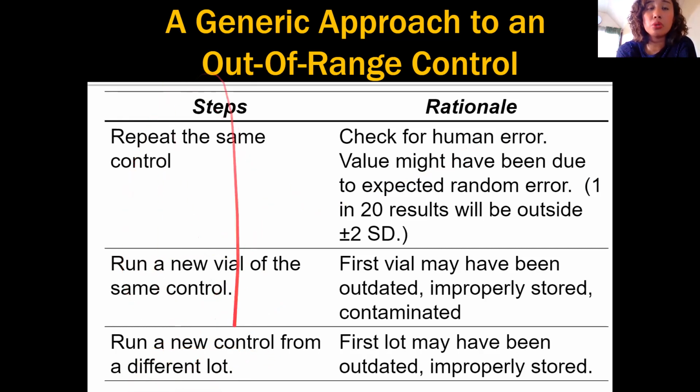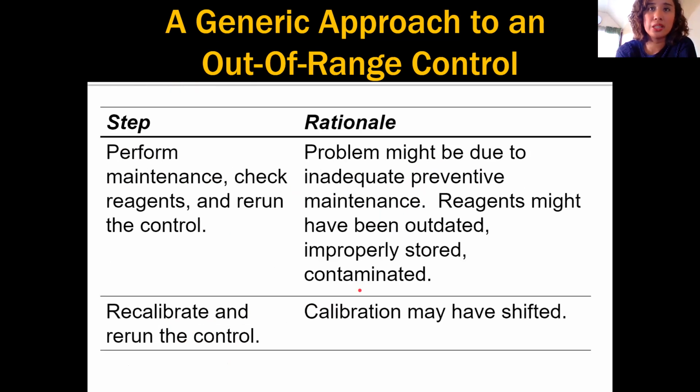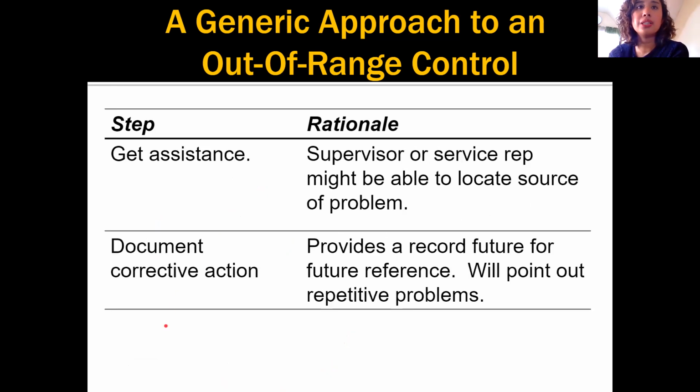So, these are the things that you could do if you have a rejection or a violation in your Westgard. Check performance, check reagents, and rerun the control. Or you could also recalibrate and rerun the control. You could get assistance if after all those steps, out of control ka pa rin, and document the corrective action. So, what were the reasons why you were out of control. Or baka yung equipment talagang luma na siya.